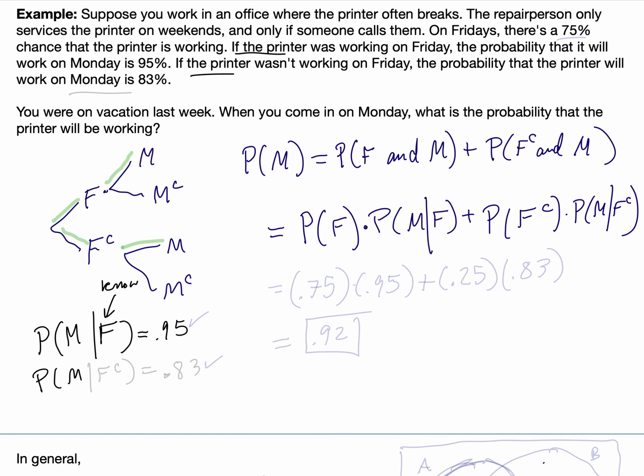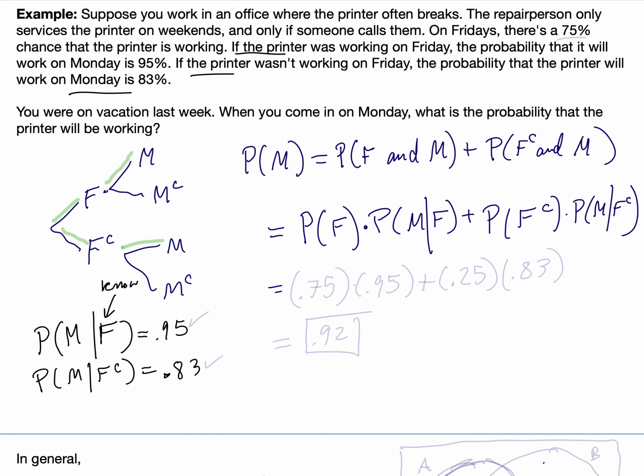The probability that it works on Monday, knowing that it was not working on Friday, is 0.83 or 83%. So that's translating those two statements above into equations using the A given B notation. Okay, so now we can use that to plug in our probabilities.